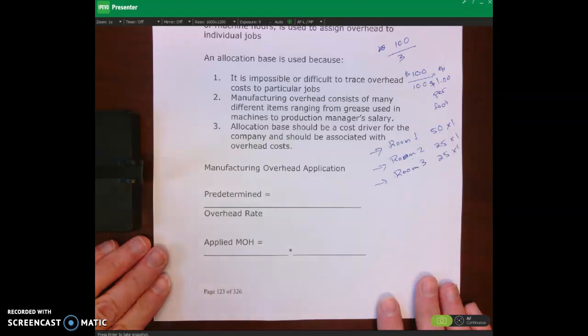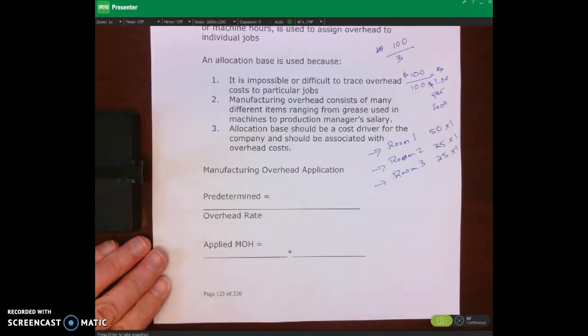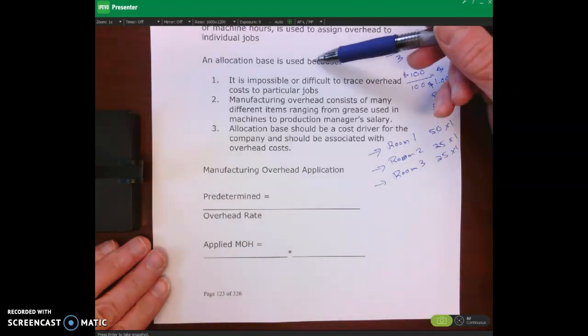Hello and welcome. In this lecture video, I'm going to continue the discussion about manufacturing overhead, and we'll do some additional problems revolving around manufacturing overhead and also take a look at a few journal entries associated with job order costing. So again, manufacturing overhead is an indirect cost.